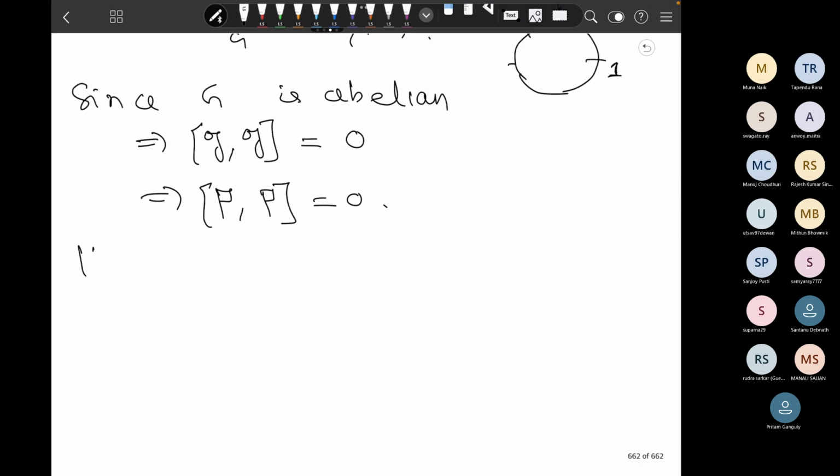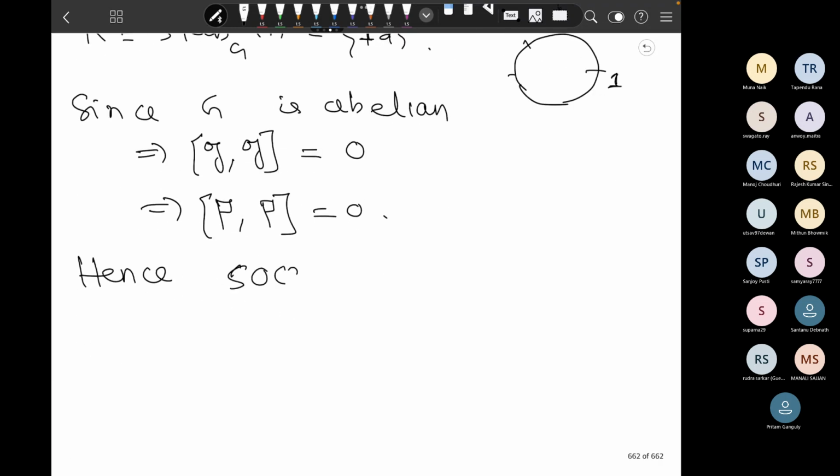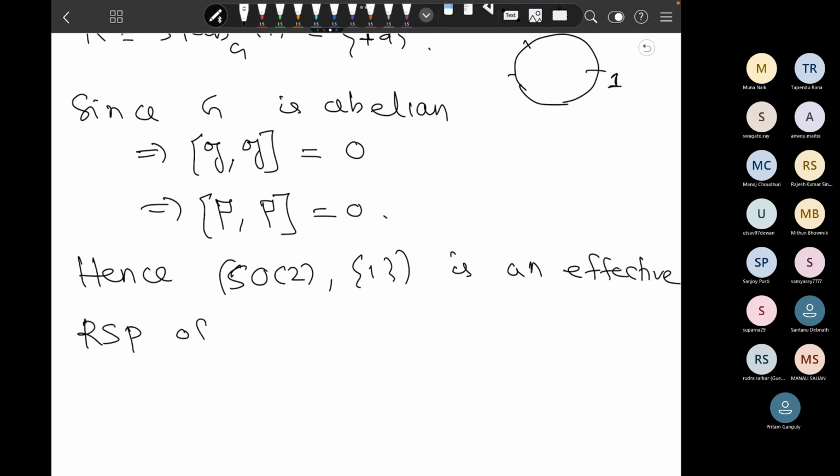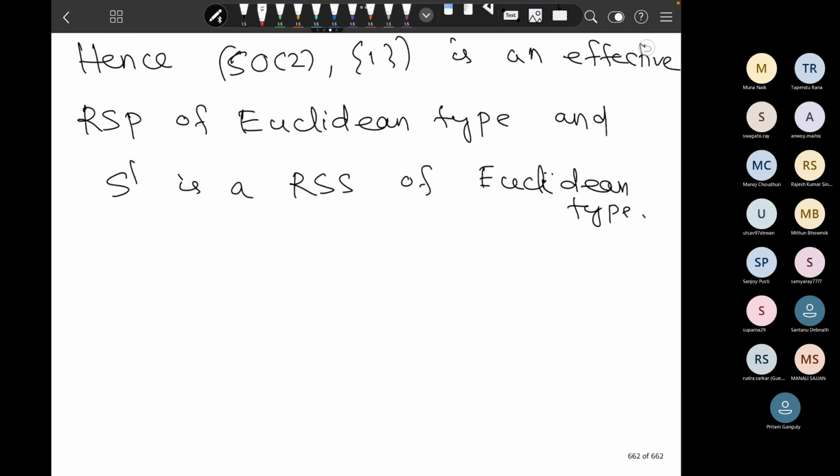Okay. Hence this thing, SO(2), is an effective Riemannian symmetric pair of Euclidean type, and S^1 is a Riemannian symmetric space of Euclidean type. So hence this observation is our warning. You can take that thing.